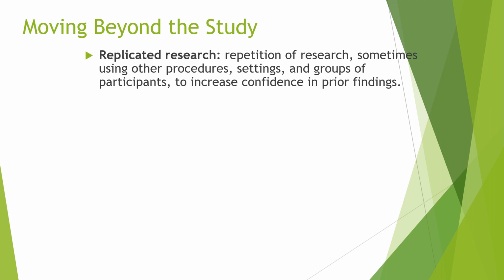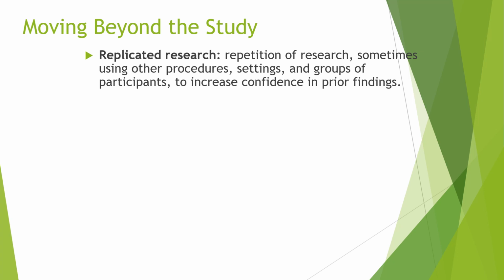All right, so the last slide in this module is moving beyond the study. So you've done the OPTIC part, right? You observed, you tested, you interpreted, and you communicated your findings. This is where we come back to that R in the OPTIC R of the scientific method. And if you remember, we said that R stood for replication. So replicated research is where you are repeating the research that was already conducted. Sometimes you're using other procedures, settings, or groups of participants, and it's going to then increase the confidence in those prior findings.